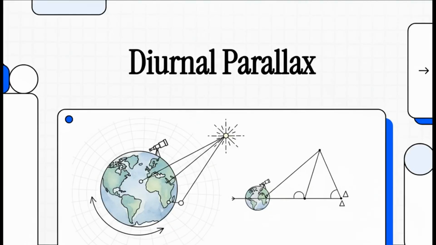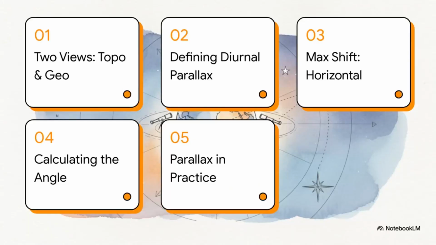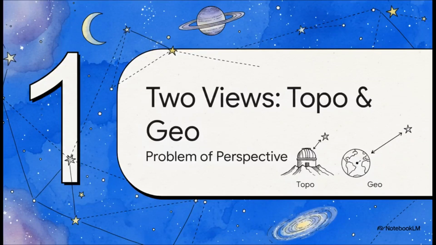Welcome! In this explainer, we will conduct a detailed scientific analysis of diurnal parallax, a fundamental concept in positional astronomy. We're going to proceed systematically. First, we'll establish the observational problem. Then, we'll define the concept geometrically, quantify it, and finally, we'll discuss its practical implications in the field of astronomy. All right, let's dive in.